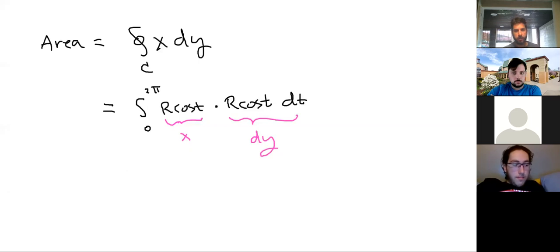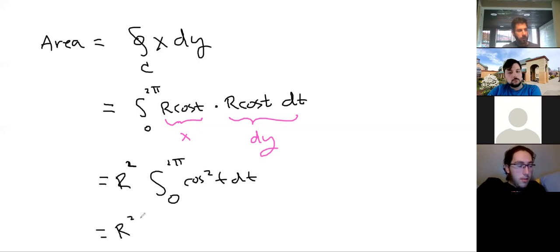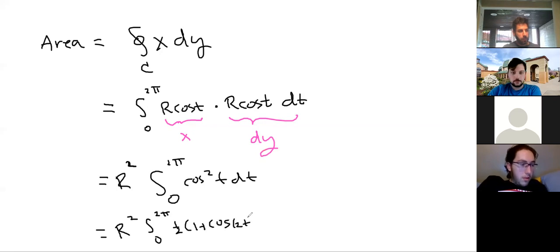Okay, great. So what does this integral become? You could pull the r's out. This is r squared. And then the integral from 0 to 2 pi of cos squared t dt, which is an integral from way back in Calc 2. One way to do it is to write this as 1/2 times 1 plus cos of 2t dt.